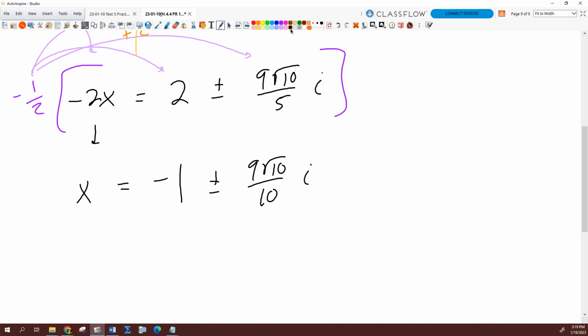Okay, so now I want you to notice something here. How many solutions are represented there? 2. What is their relationship? How would you describe the set of those 2 solutions? They're complex, but you could say something more about them. They fit a pattern. Negative 1 plus 9 radical 10 over 10i and negative 1 minus 9 radical 10 over 10i. What does that seem like?